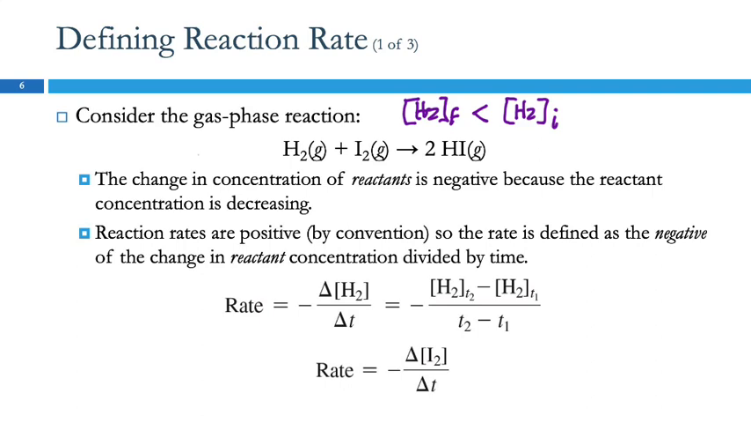Okay? We could also look at the rate in terms of the concentration of iodine. And again, it would be -1 times the change in the iodine concentration, which is negative, divided by the change in time. Any questions?